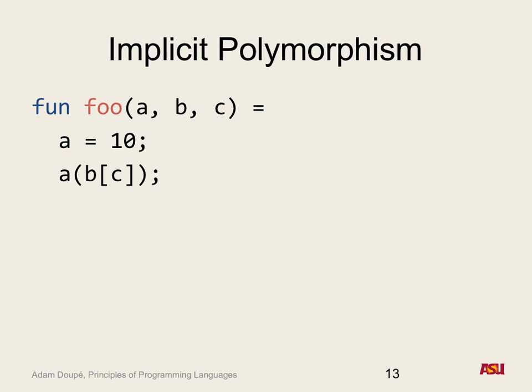Then here we see that we have B as an array, and we're indexing into B with C, and then passing the results of that, calling A. So what's the type of foo here? What's the type of C? Int. What about B? An array of some things. And what about A? So it's a function.